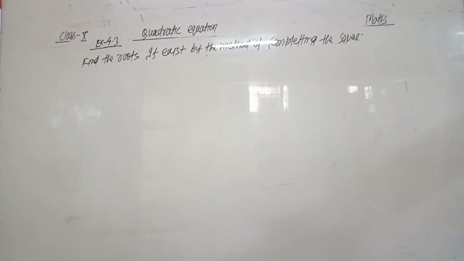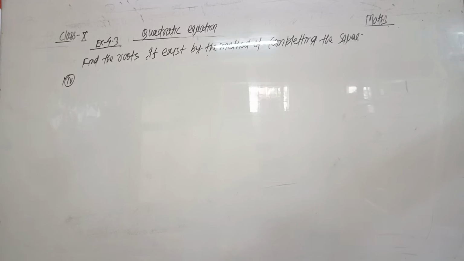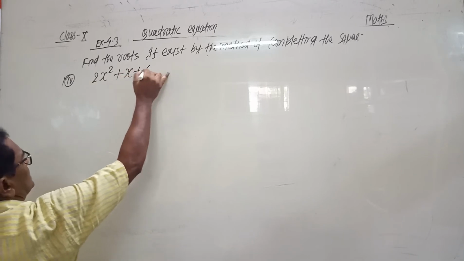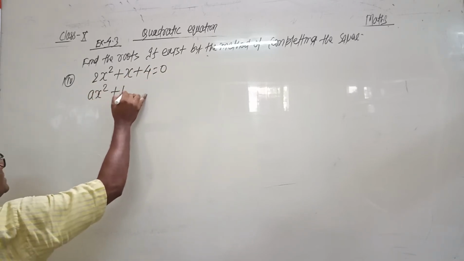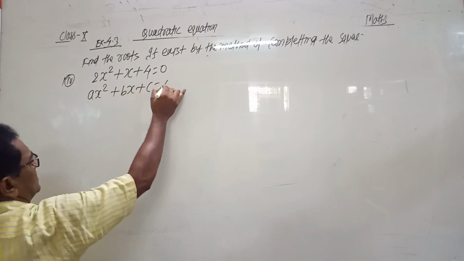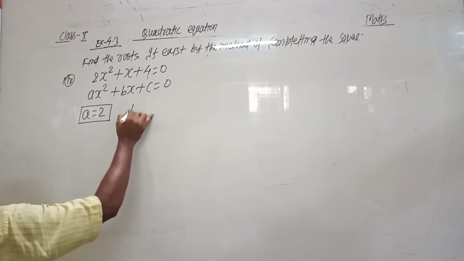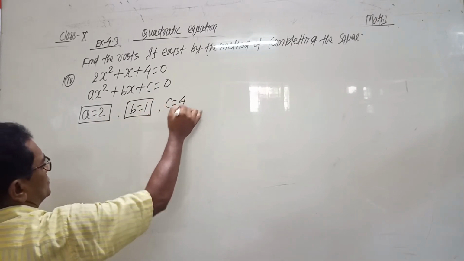See question number fourth, part of first. This is 2x square plus x plus 4 equals to 0. Compare with the standard equation ax square plus bx plus c equals to 0. Value of a is 2, b is 1 and the value of c comes to be 4.